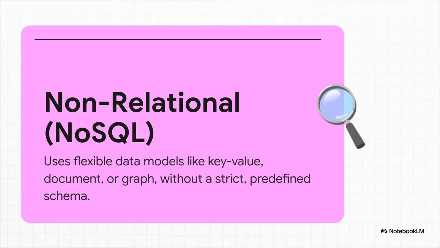And then you've got the other side of the coin, NoSQL. These are built for pure flexibility and incredible scale. They use different models like documents or key value pairs, and they don't have that rigid, predefined schema. The file folder analogy is great here. Each folder can hold different kinds of documents, and you can just add new types as you go.